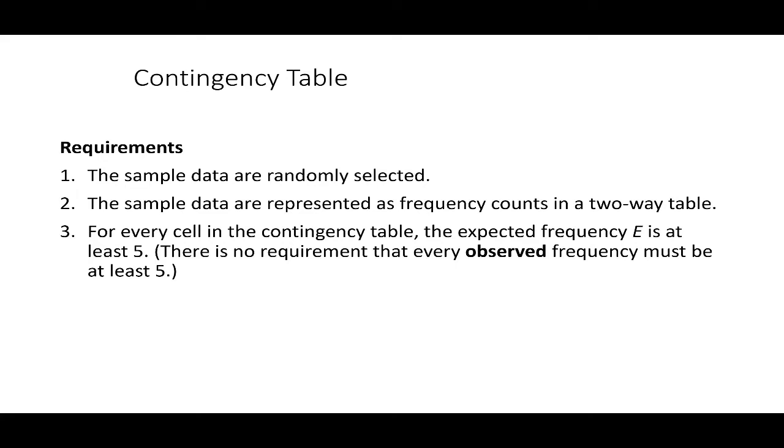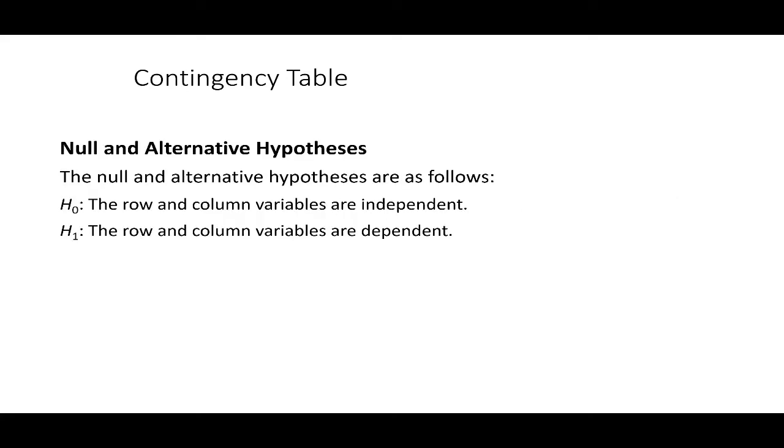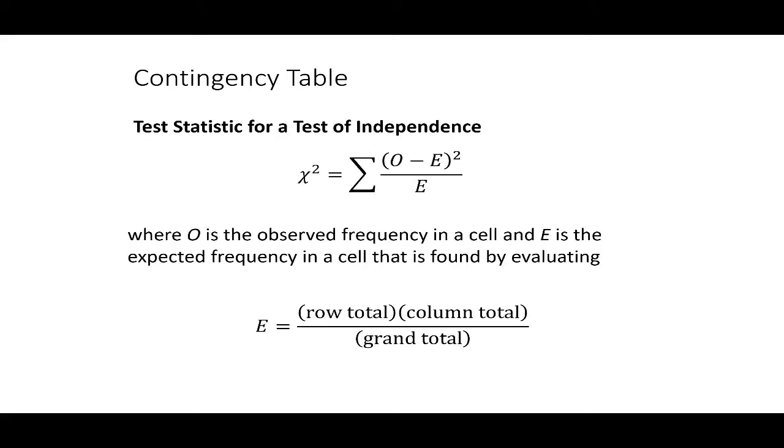And then these are the requirements we should check before we do this hypothesis testing using a contingency table. The sample data should be randomly selected. The sample data are represented as frequency counts in a two-way table. For every cell in the contingency table, the expected frequency E is at least 5. Observed frequency could be less than 5, but expected frequency should be at least 5. So these are the requirements, and these are the two hypotheses, the way we write them. The null hypothesis is that the row and column variables are independent, and the alternative is that they are dependent.